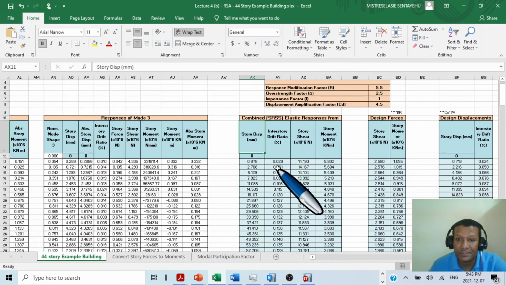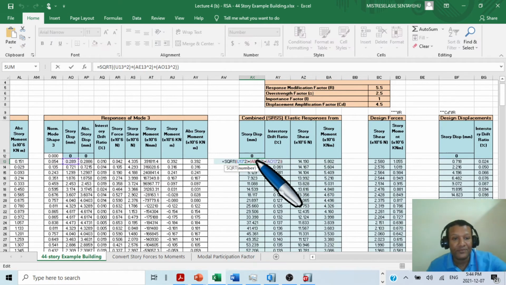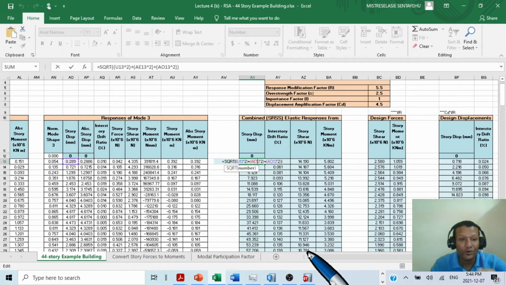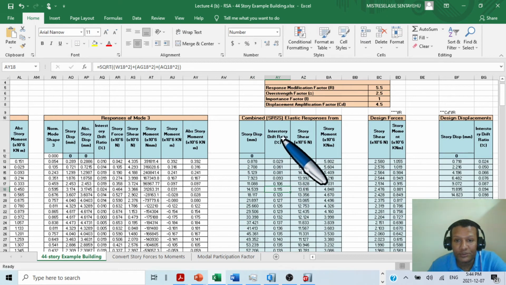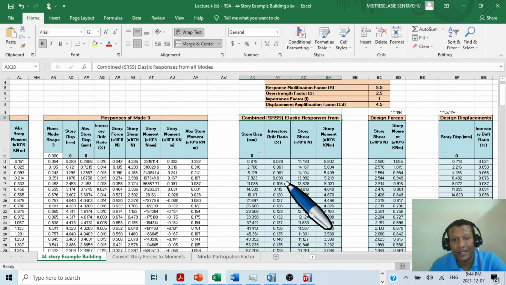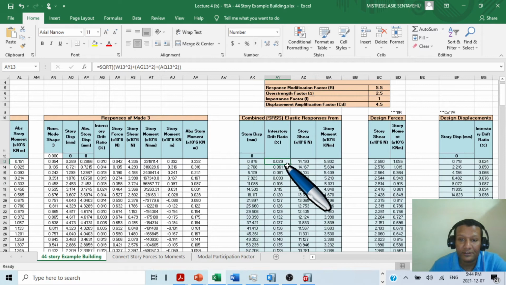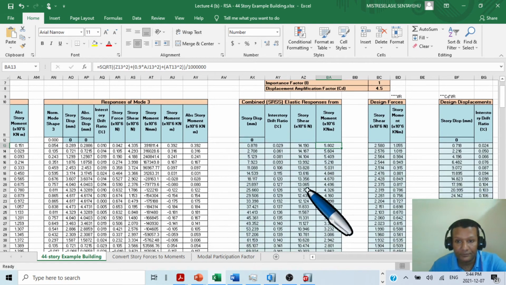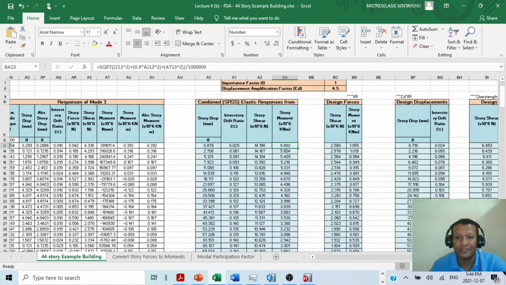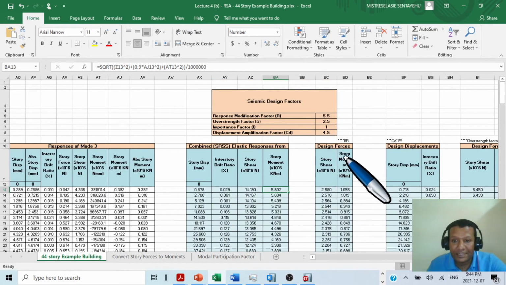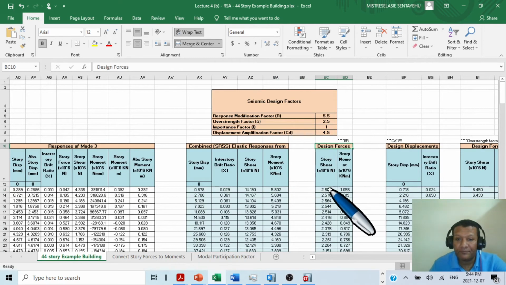This is story displacement, inter-story drift, story shear, story moment. Then we will SRSS them for the 3 modes. We cannot take from one mode, because this is response spectrum analysis. So combining by SRSS, we will find the response of the building as per response spectrum analysis. Then as per the code, for the design forces, for story shear and the story moment, we can multiply by I over R.